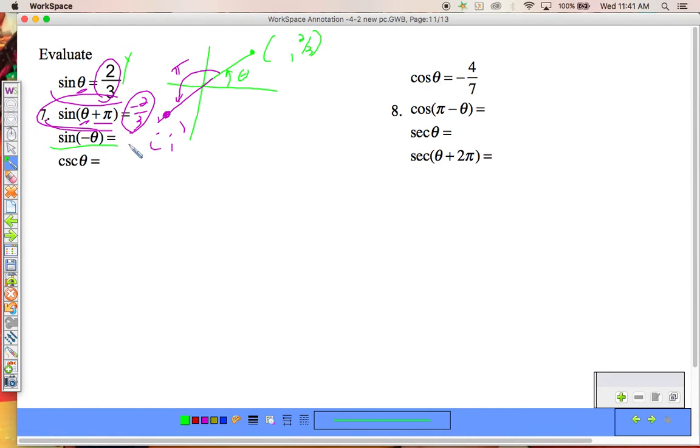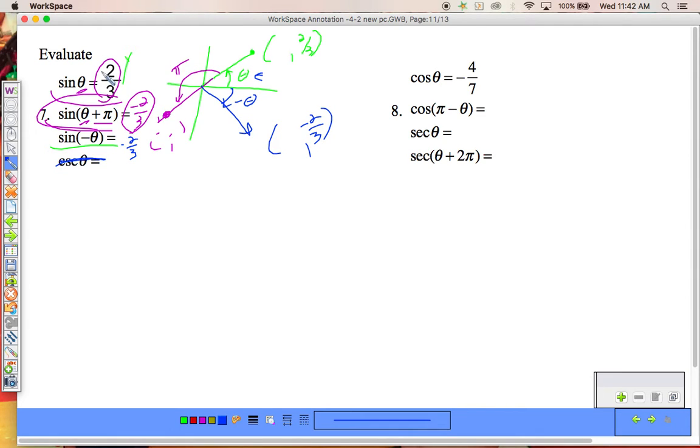All right, sine of negative theta. If this is theta, and I draw negative theta in relation to this, that's negative theta. Sine of theta is 2/3 in the first, and now I'm in the fourth, and I know in the fourth my y value is now negative. So I can say that the sine of negative theta is also going to be negative 2/3 because I went from the first down to the fourth.